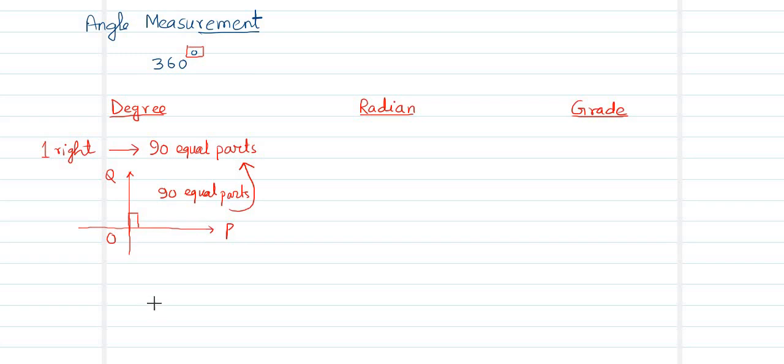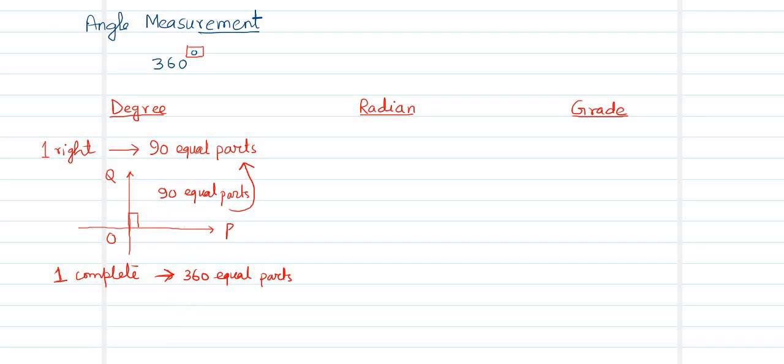In another way also we can define it. We know that one complete angle is 360 degree, and if we divide it into 360 equal parts, then each part is known as 1 degree. One complete angle while dividing into 360 equal parts gives us 1 degree. So that is the basic concept of degree.